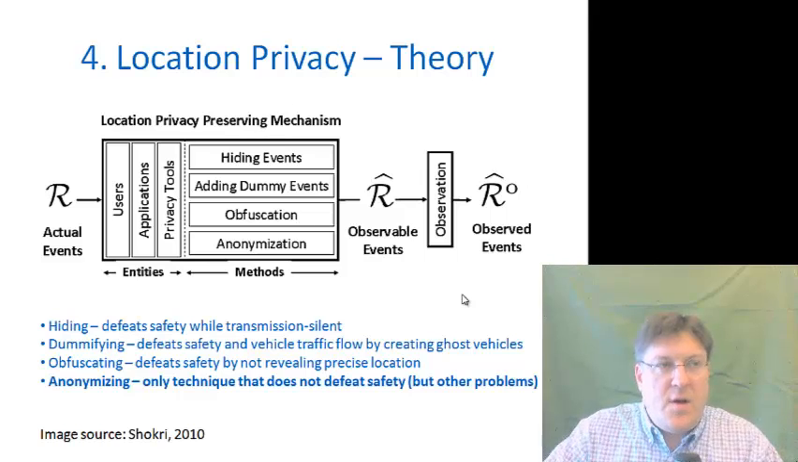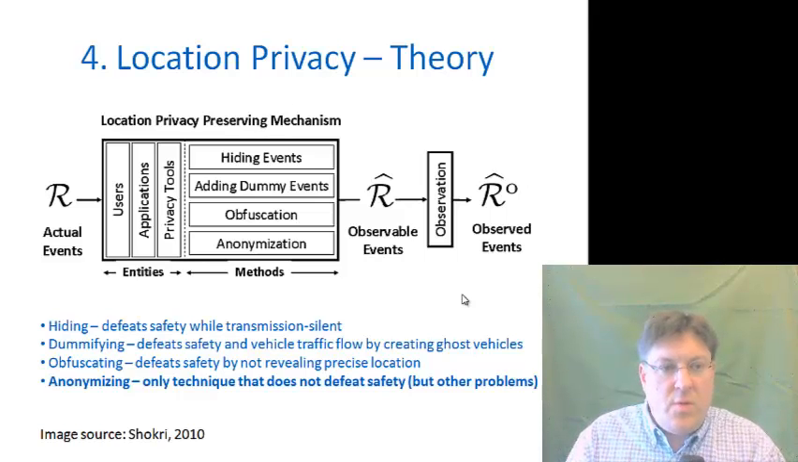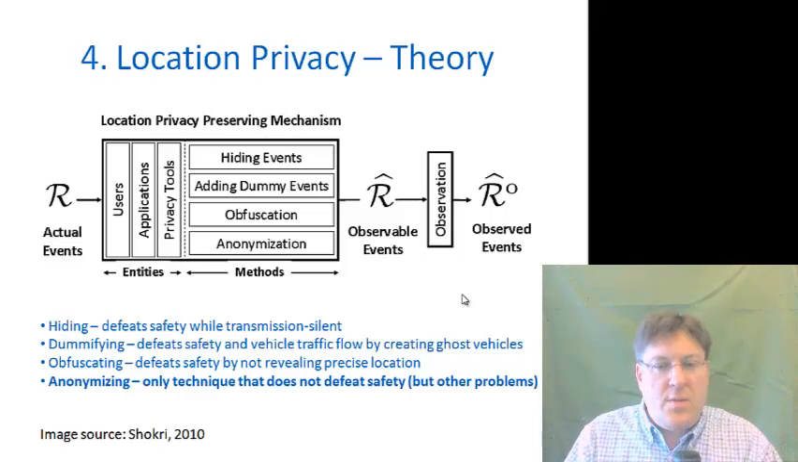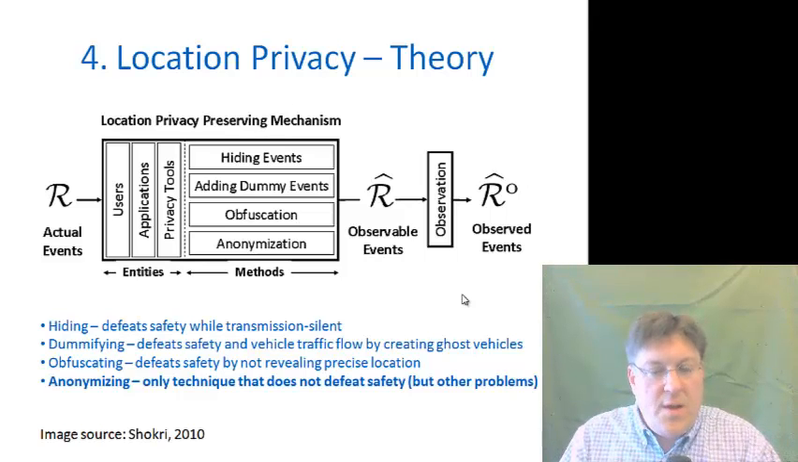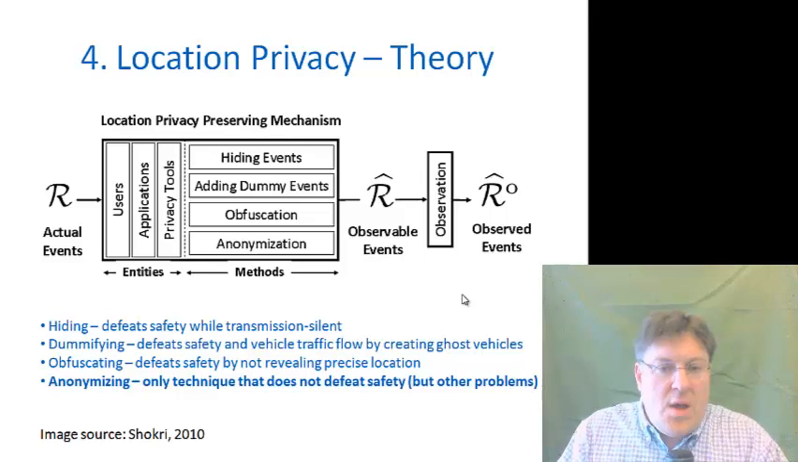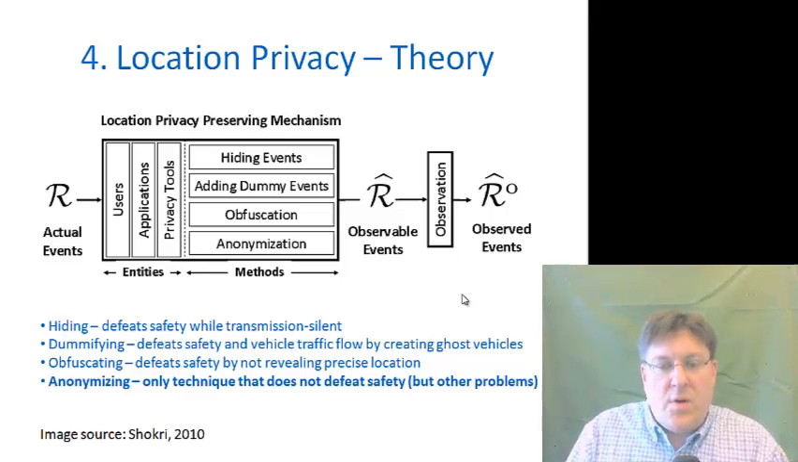In the case of MAC layer wireless vehicle networks, hiding is not possible because it defeats safety. If we don't transmit, how can we use the information to prevent vehicles from colliding? So hiding does not work at the MAC layer. Adding dummy events does not work either, because adding cars that aren't there would cause traffic to not flow smoothly, and potentially might cause a car to stop suddenly and cause an accident.